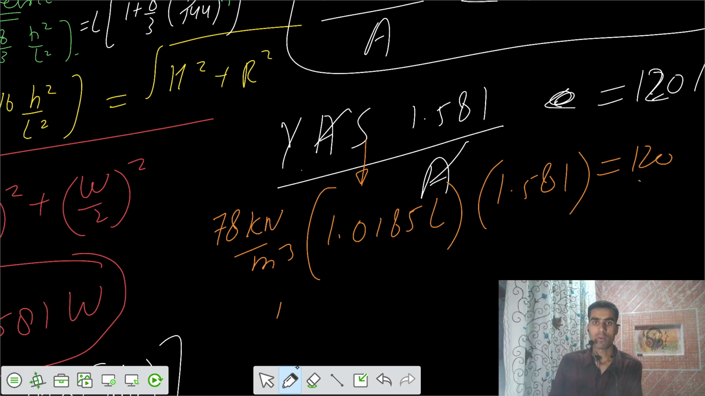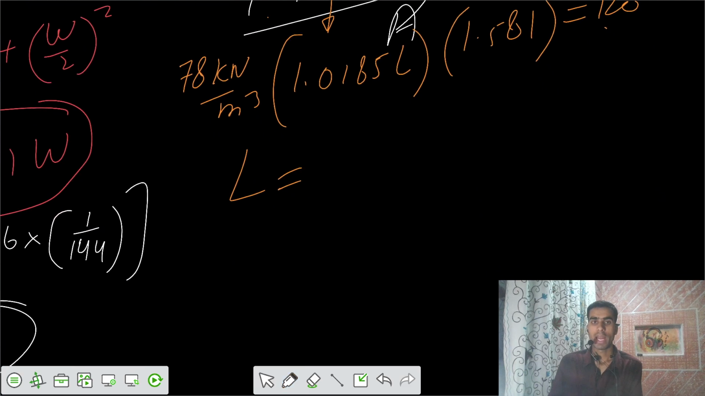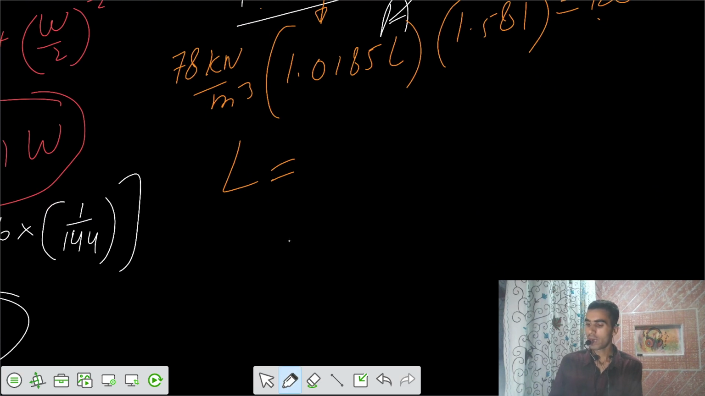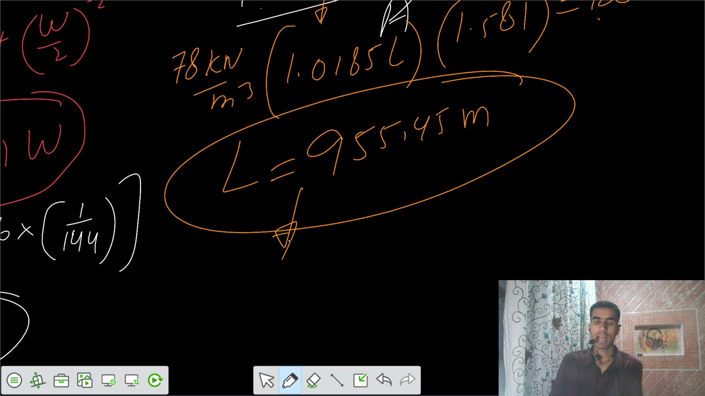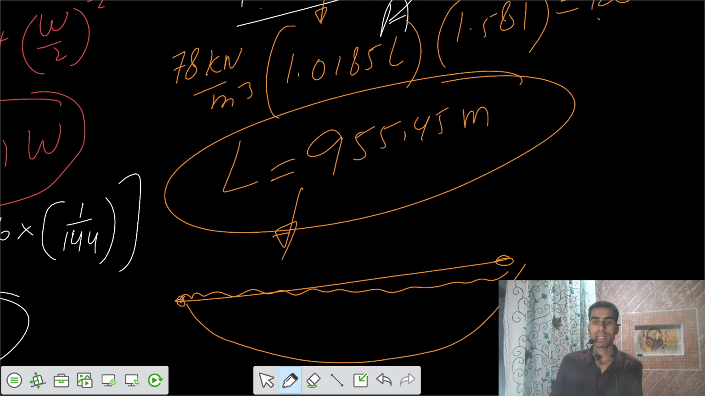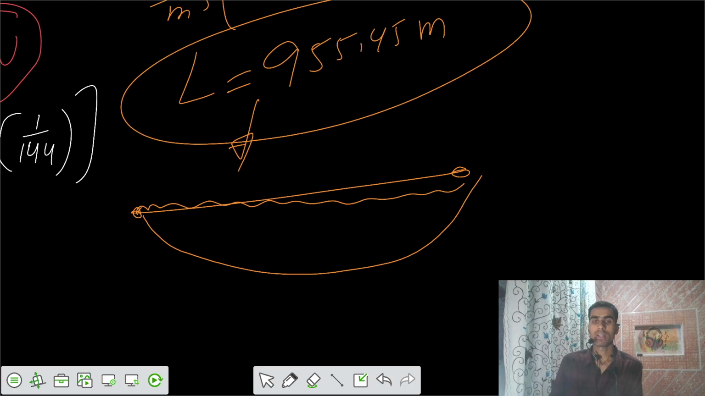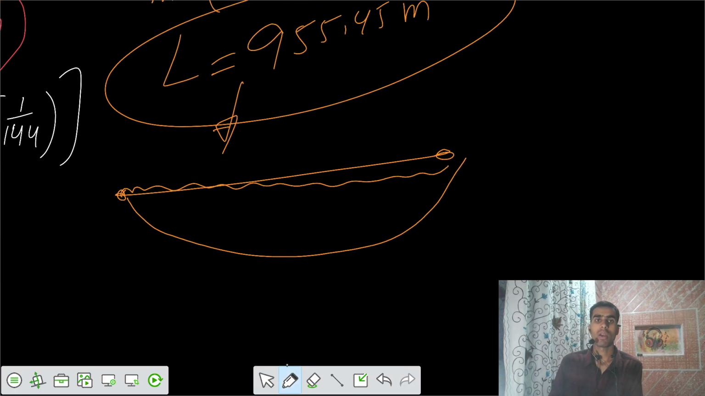And you would get a value of L equal to 955.45 meter. Under the self weight, it can take up to this length between the two supports. That means the cable can have a horizontal span of even 955.45 meter under the self weight.